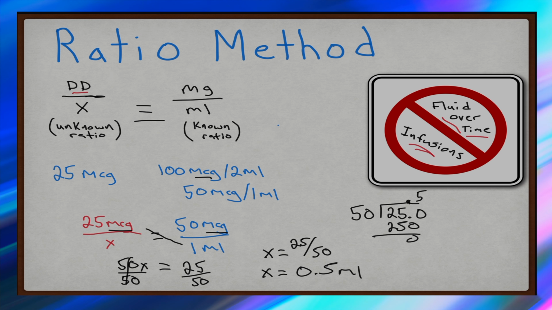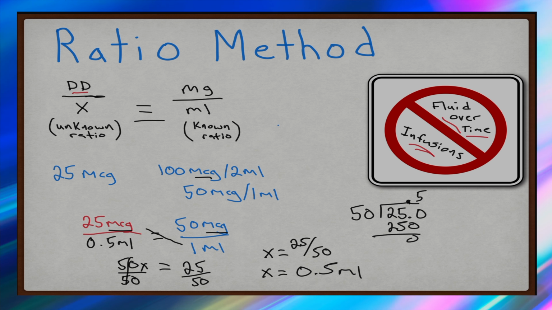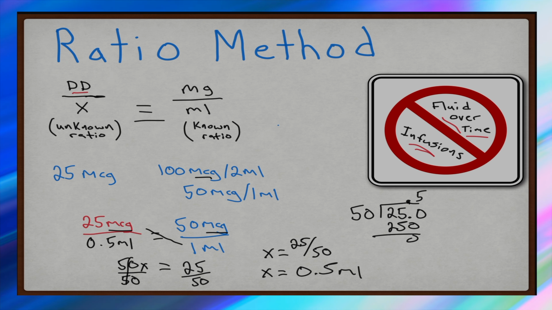One good thing about the ratio method here is we can check our answer, right? I can come back over here to my original and I can plug in 0.5 and it should equal. So if I were to do 50 times 0.5, that's going to equal 25, which is the same as 25 times 1.